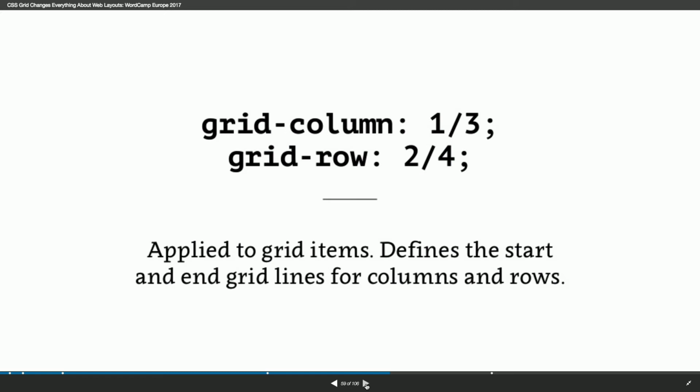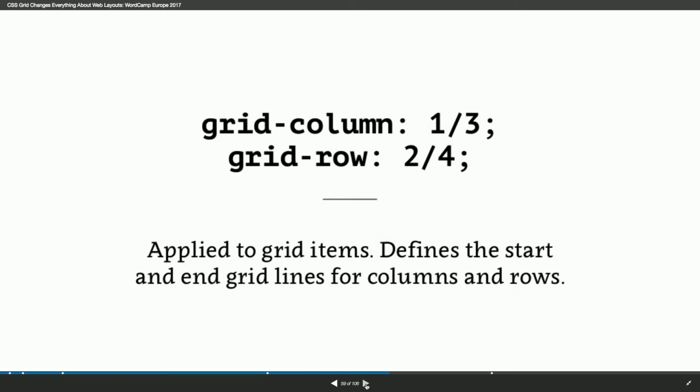That's the same. Just say, I want this item from the first line to the third, which means how many columns? 2 columns, yeah. Also, I want it from the second line in the row to the fourth, which means also how many rows? 2, starting from the second row. We'll see it, I hope. Yes, yes.